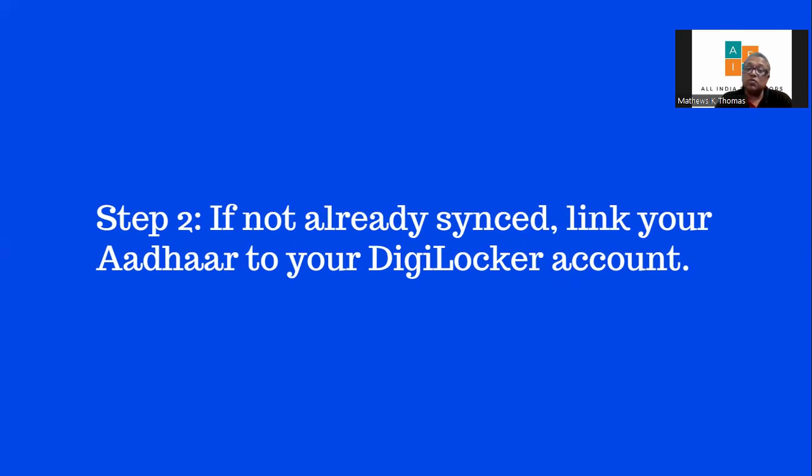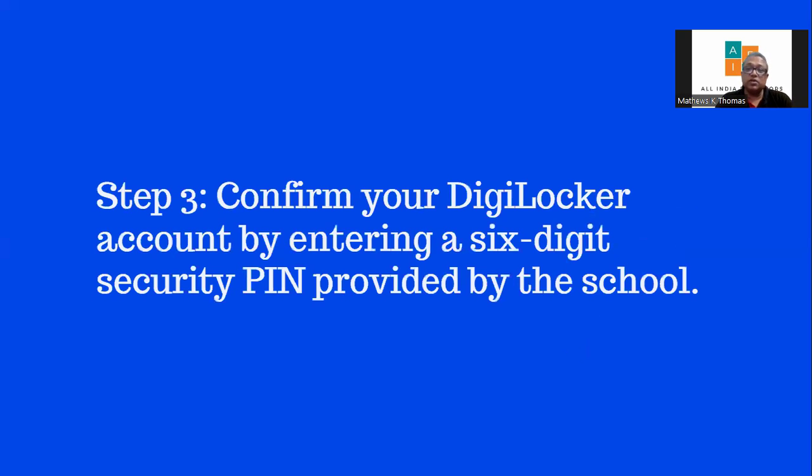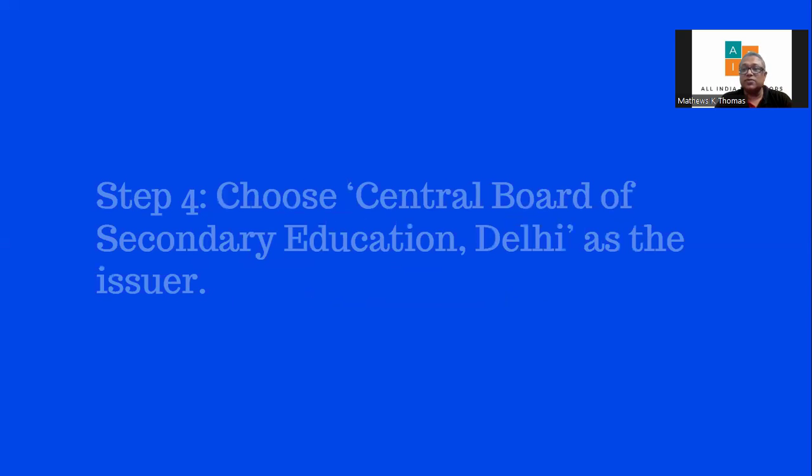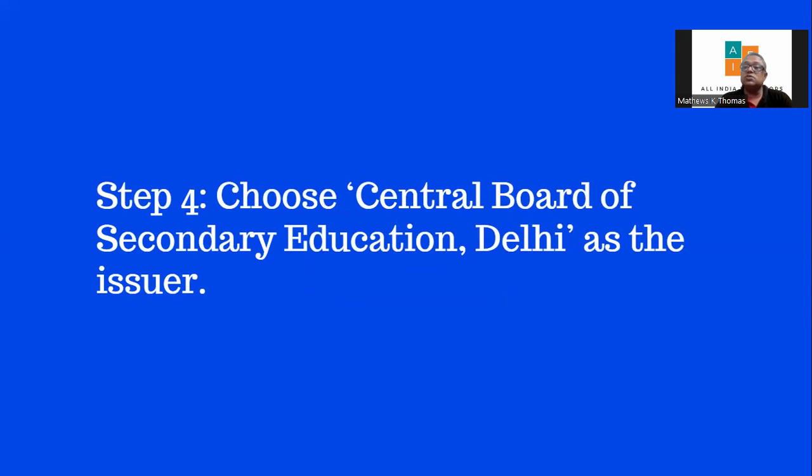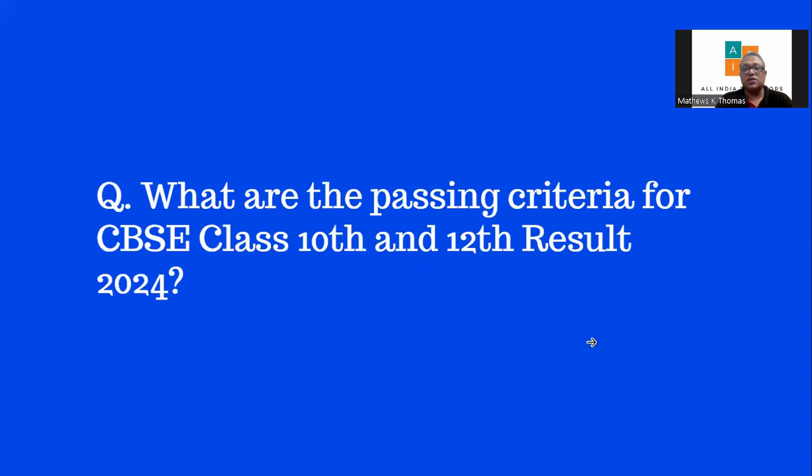You need to sync your account, Aadhaar and DigiLocker. That's important because if it is not linked to the Aadhaar, your mark sheet will not come, right? So this is only valid if you are having a valid Aadhaar card, and then you can link it. And you will be given a 6-digit security PIN by the school. How the schools can generate it, that I will explain shortly. So this 6-digit PIN is a unique number which will be given to your school. When you enter it, your certificate or the mark sheet will be there. And you're going to choose Central Board of Secondary Education Delhi as the issuer, because there will be many boards and you have to enter CBSE Delhi as the issuer of this certificate.